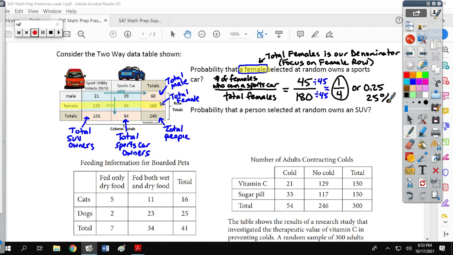Probability that a person selected at random owns an SUV. Well, as soon as we see the words a person, that means that total people is our denominator. So we should be focusing on the total row.